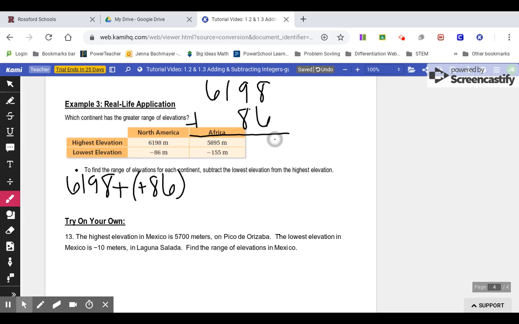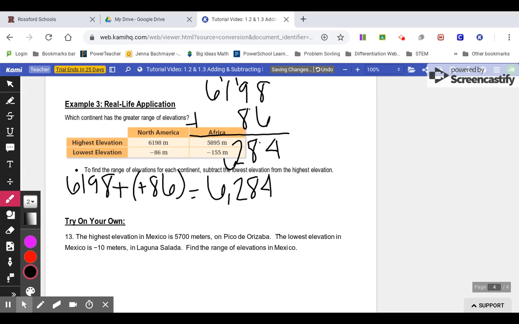8 plus 6 is 14. I'm going to carry the 1. 1 plus 9 is 10. 10 plus 8 is 18. 1 plus 1 is 2. I'm going to bring down that 6. So I get 6,284 for North America. Now I have to do the same thing with Africa.